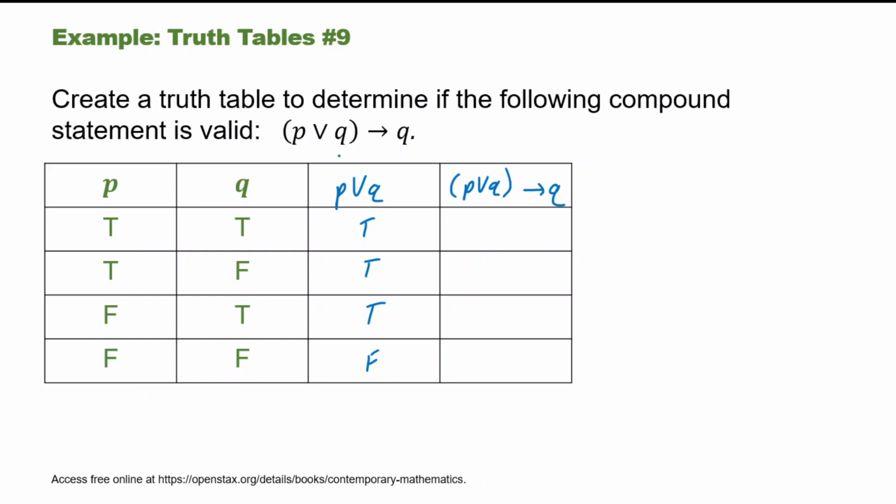For the final column, we will look at the P or Q column and the Q column. P or Q is our premise, and Q is our conclusion. So we will compare those two and use the rule of the conditional. So we have, for the first row, true implies true, true. Second row, true implies false, false. Third row, true implies true, true. Fourth row, false implies false, true. So that last column for the completed statement is true, false, true, true.